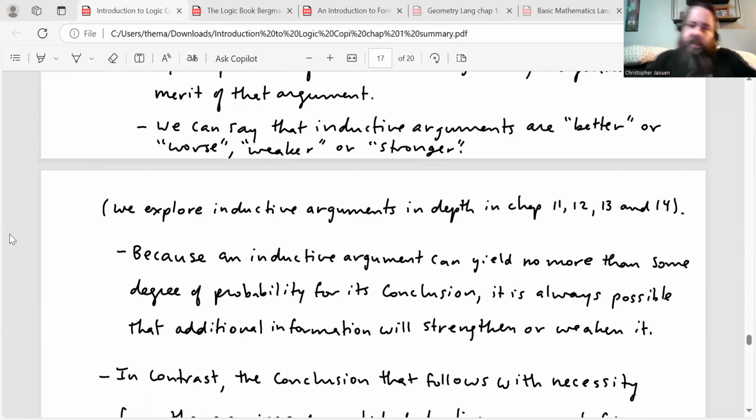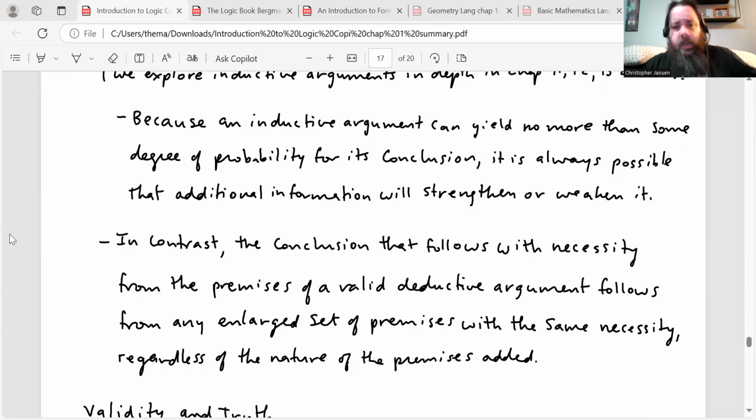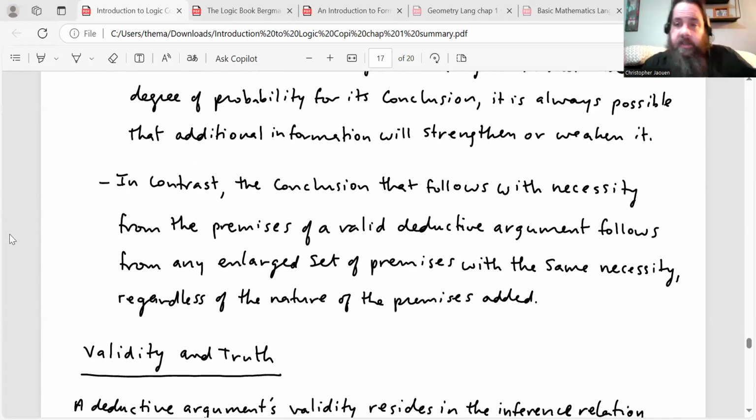Because an inductive argument can yield no more than some degree of probability for its conclusion, it is always possible that additional information will strengthen or weaken it. In contrast, the conclusion that follows with necessity from the premises of a valid deductive argument follows from an enlarged set of premises with the same necessity, regardless of the nature of the premises added. So in other words, a deductively valid argument is always deductively valid no matter how many premises you add to it.